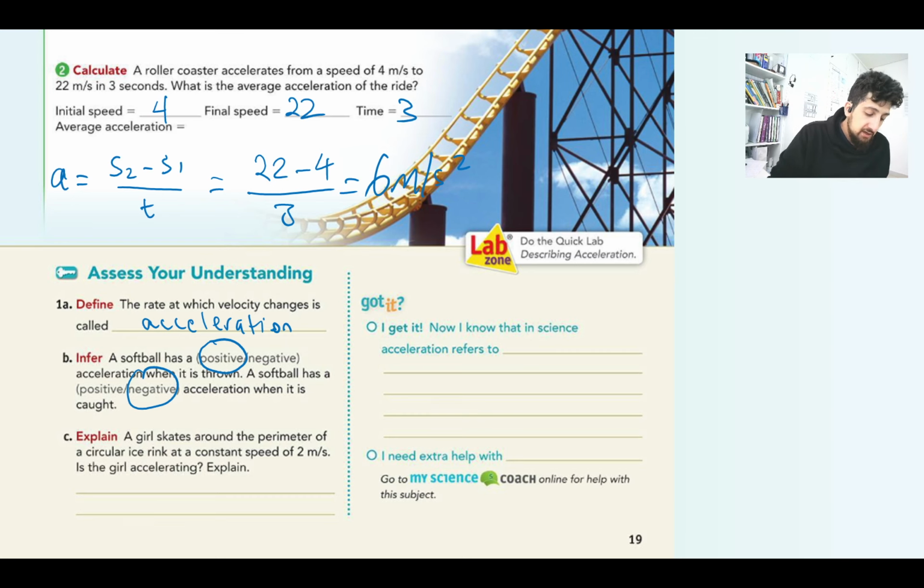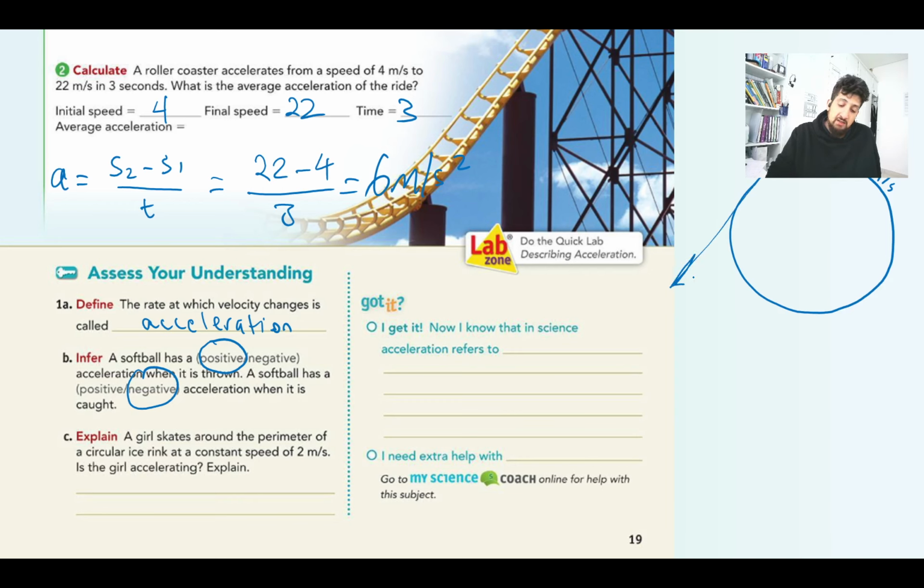C. Explain. A girl skates around the perimeter of a circular ice rink at a constant speed of 2 meters per second. Is the girl accelerating? So what she's doing is she's going around the circular ice rink and she is going at a constant speed. Her speed is not changing. 2 meters per second. Is she accelerating if the speed is not changing? Well, turns out she is. Why is that? Because her direction is changing.